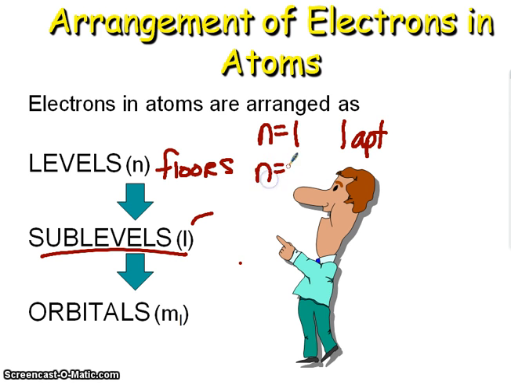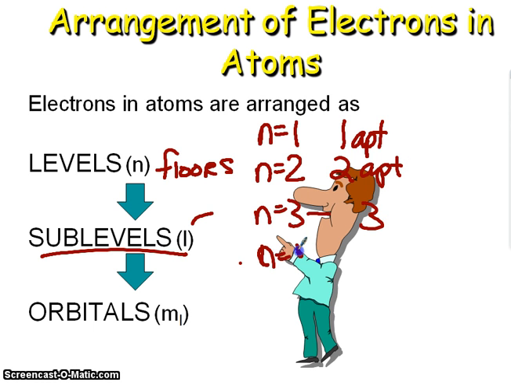Whereas N equals 2, the second floor, actually has 2 apartments. And the third floor actually has 3 apartments, and the fourth floor actually has 4 apartments. And technically it would keep going, 5 apartments, 6 apartments, 7 apartments, but based on the number of elements that we know of in existence, in reality, on the 5th floor and up, we only fill 4 apartments on those floors. In theory, it would actually have 5 apartments, 6 apartments, etc.